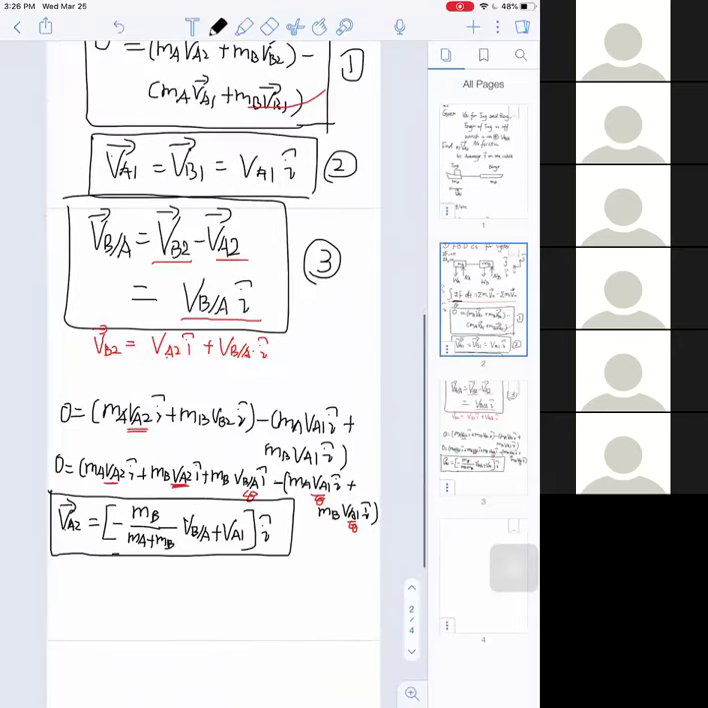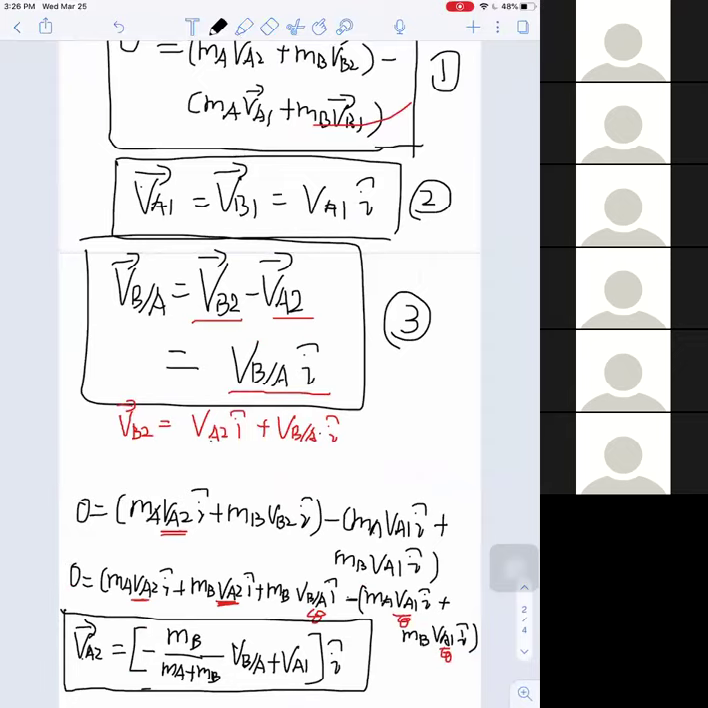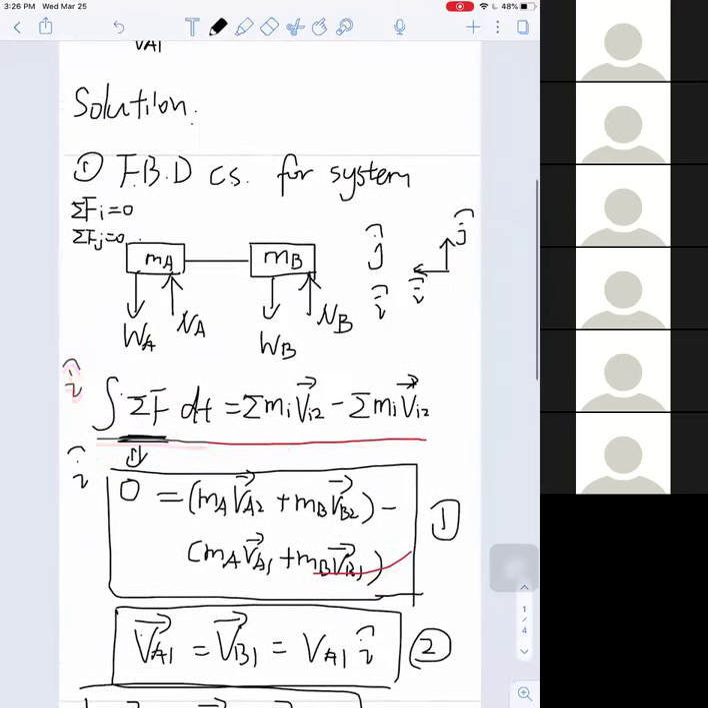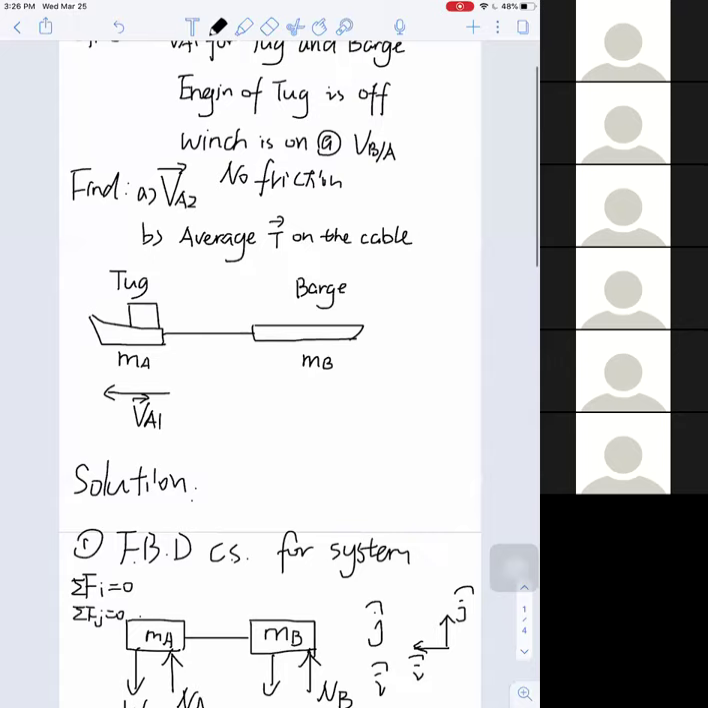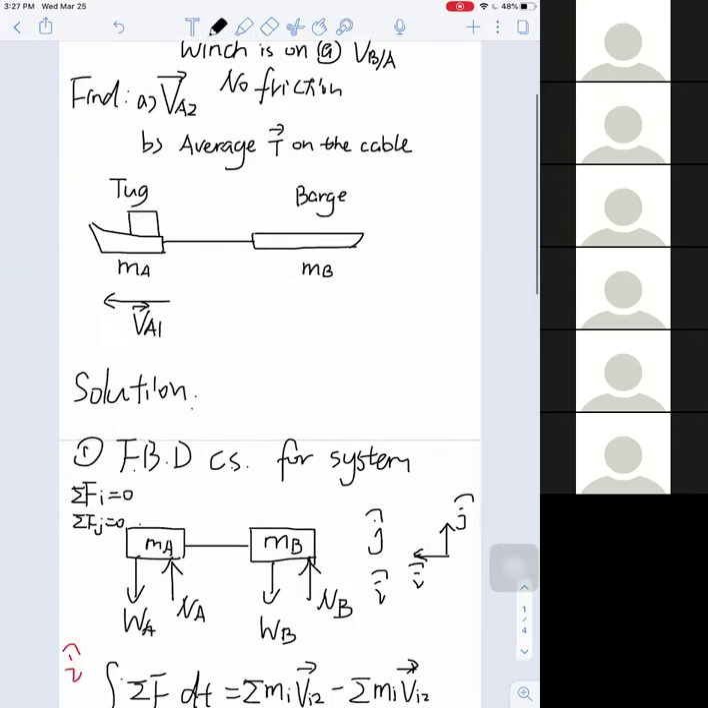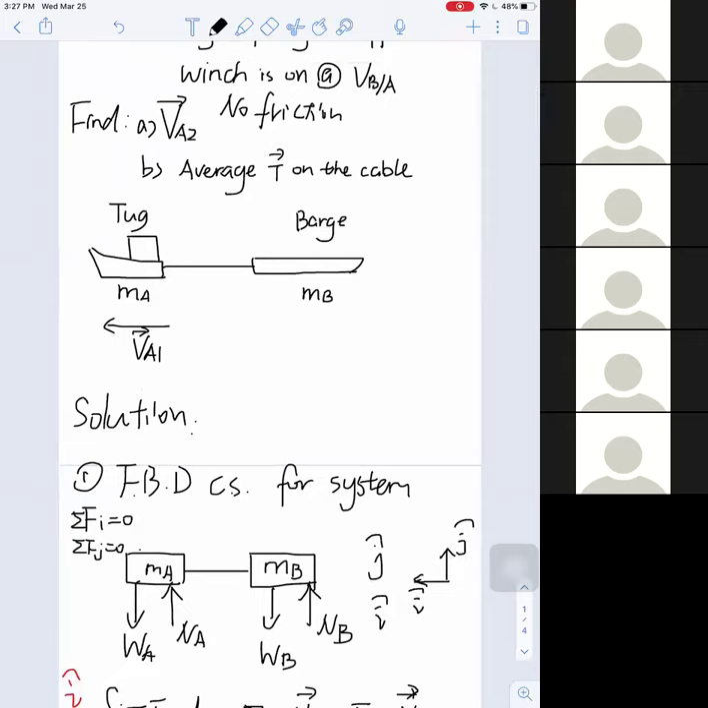Any questions on how we find the expression for VA2, which is something we're trying to find here? Part A, we need to find VA2. That's the speed of the tugboat after the engine is shut down and the wrench is running at a certain speed. Okay, then we can look at the second part of this problem. We need to find out what's the average tension on the cable.